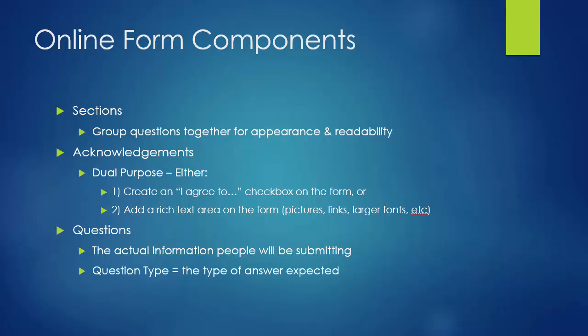There's three main components of an online form. The first is sections, and sections are just ways to group sets of questions together for readability and for general appearance of the form. Acknowledgements, and acknowledgements have two purposes. They can either create an I agree to acknowledgement type checkbox on the form, but they can also simply add a rich text area on the form, so you can include pictures or links or larger fonts or special instructions or something else onto the form.